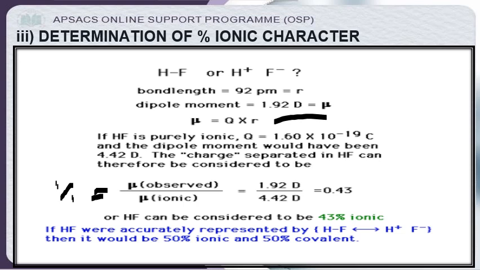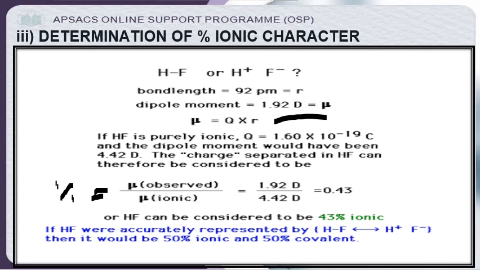It is 3.336 × 10⁻³⁰ coulomb meters, which is equal to 1 D. So calculate it in debye, as the units should be the same. The observed or experimental value is given in D, so convert it also into debye. Right, the value will be 4.42 D. It is calculated in your book.